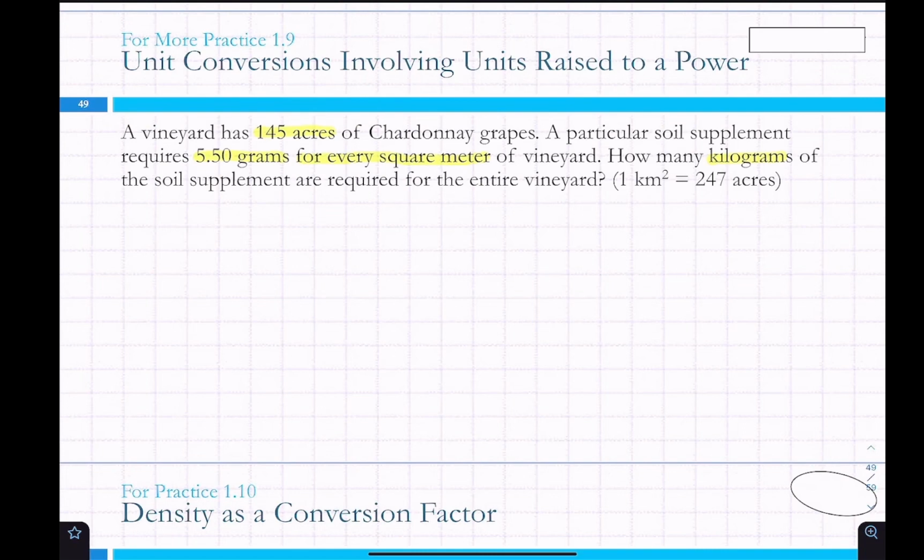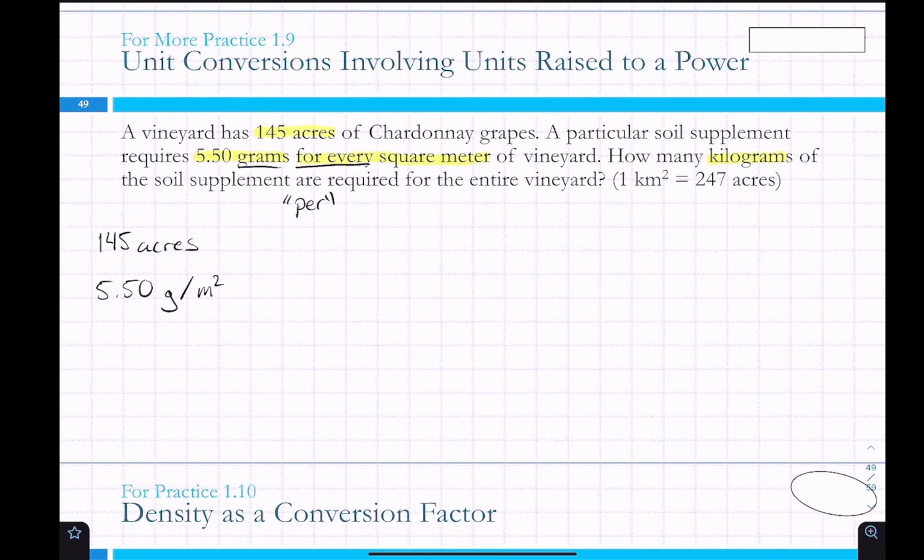And so we can write out our information. So we have 145 acres. We have 5.50 grams. And this is kind of an alternative wording for saying something like per. All right, so this is 5.50 grams. We could replace this for every with per. So 5.50 grams per square meter. And we can rewrite that over here as grams per meter squared.